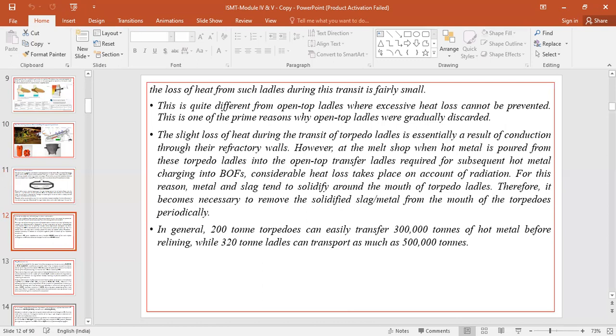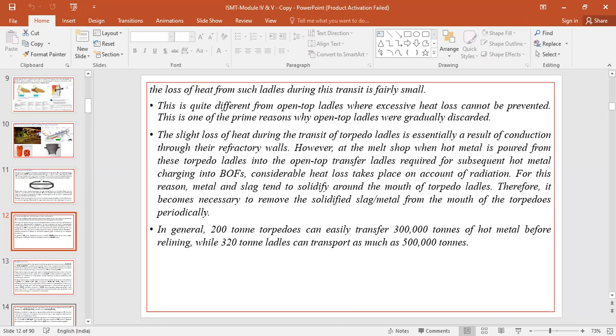For this reason, the metal as well as the slag tend to solidify around the mouth of the torpedo ladles. Therefore, it becomes necessary to periodically remove the solidified slag or hot metal from the mouth of the torpedoes. In general, a 200-ton torpedo can easily transfer 3 lakh tons of hot metal before its relining. That is the campaign life of a torpedo ladle, while a 320-ton ladle can easily transport around 5 lakh tons of hot metal.